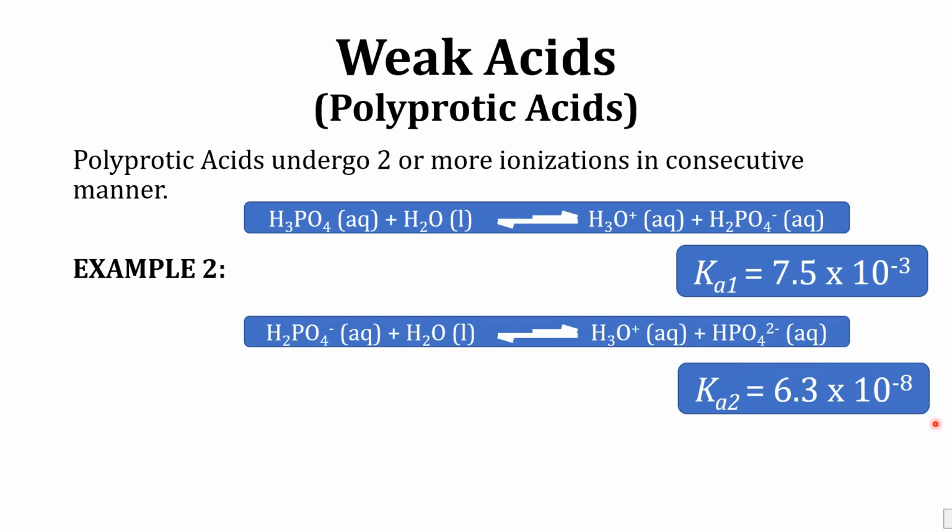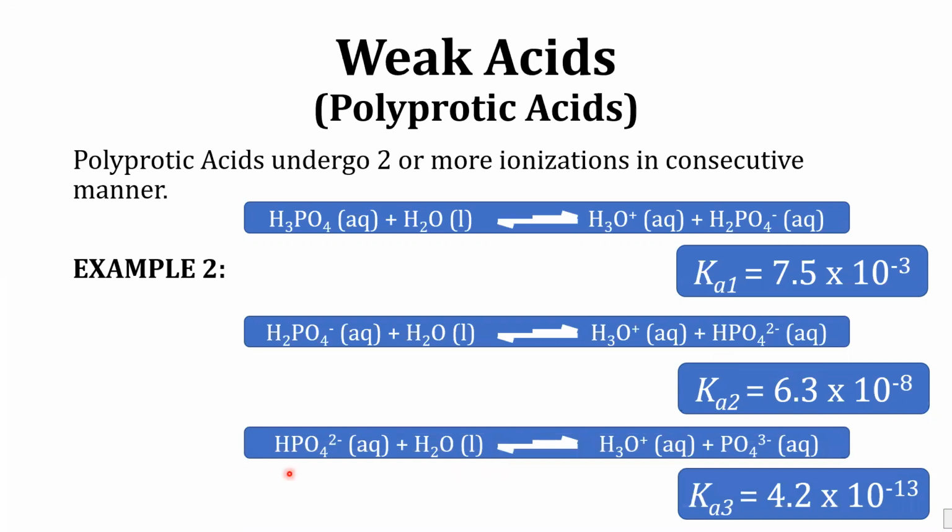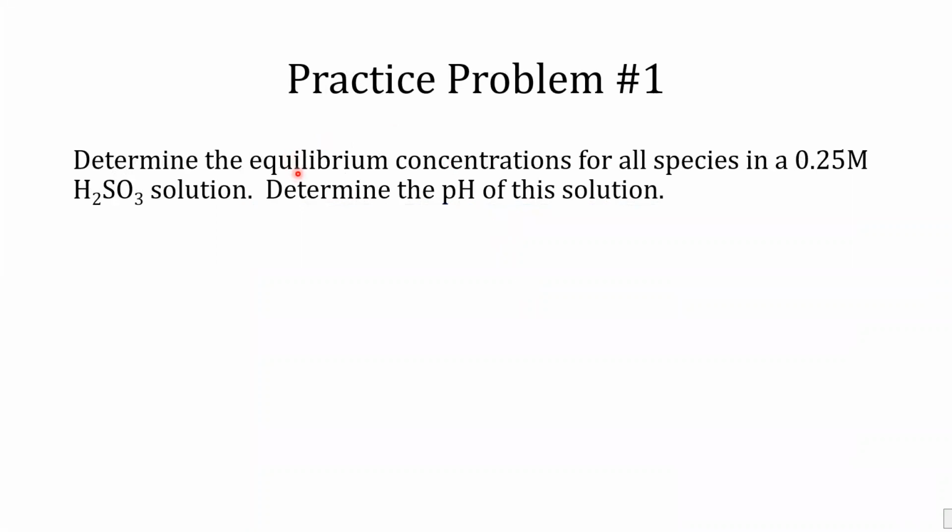In the third ionization process, aqueous hydrogen phosphate ion in liquid water ionizes partially to produce hydronium and phosphate ions. Ka3, or the third acid dissociation constant, is 4.2 times 10 to the minus 13. Practice problem 1 is to determine the equilibrium concentration for all species in a 0.25 molar H2SO3 solution. Determine the pH of this solution.